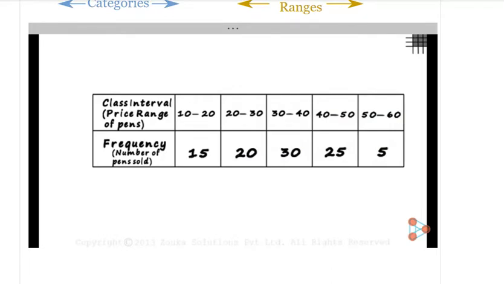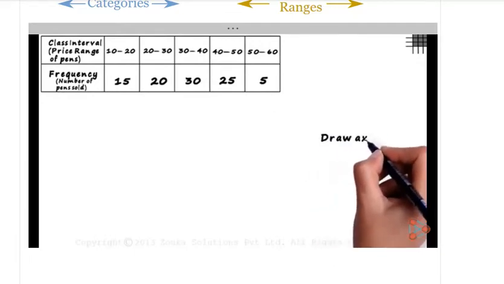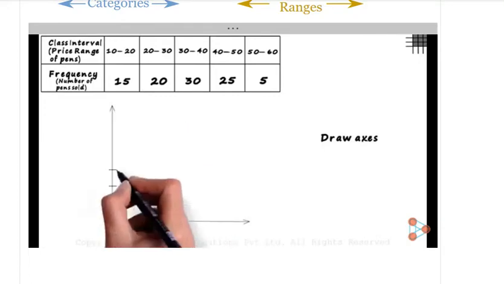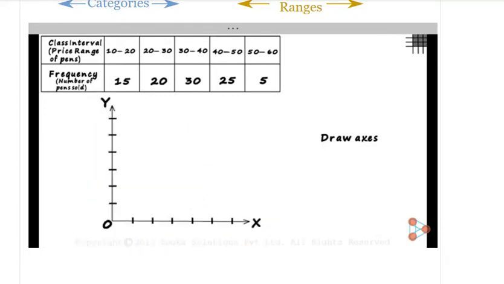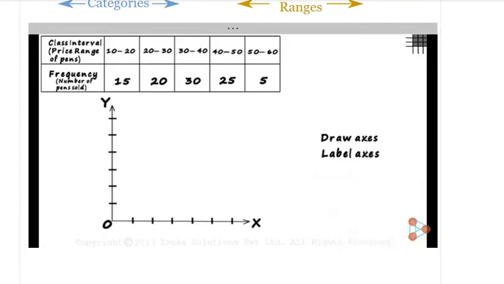Until now, we have seen examples of bar graphs but never seen bar graphs used to represent continuous form of grouping. Let's see how we can do that. The first thing that we do is draw the x and the y axis. We draw the axis and make equal intervals on each of them. Then we label the axis. Since we want to represent the quantity of each class interval, we have the pens sold on the y-axis and the price range of pens on the x-axis. The steps are similar to the ones we used to draw a bar graph.